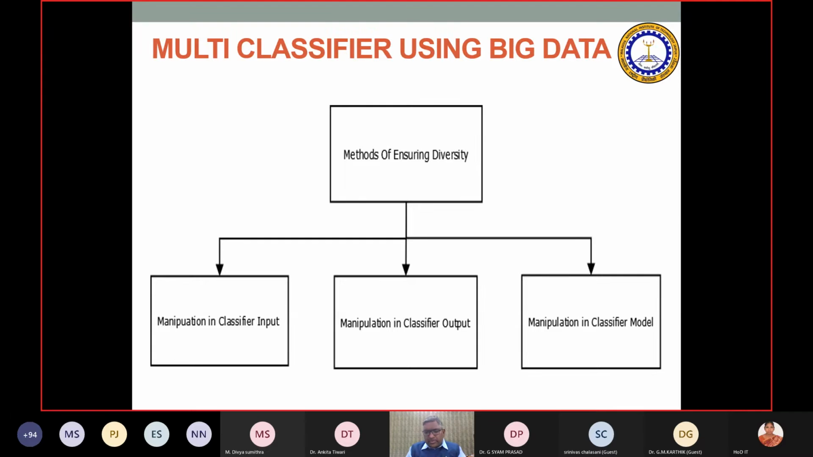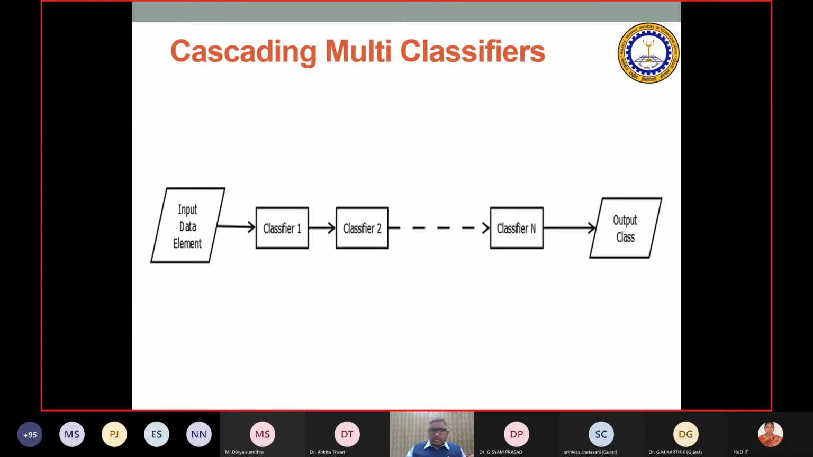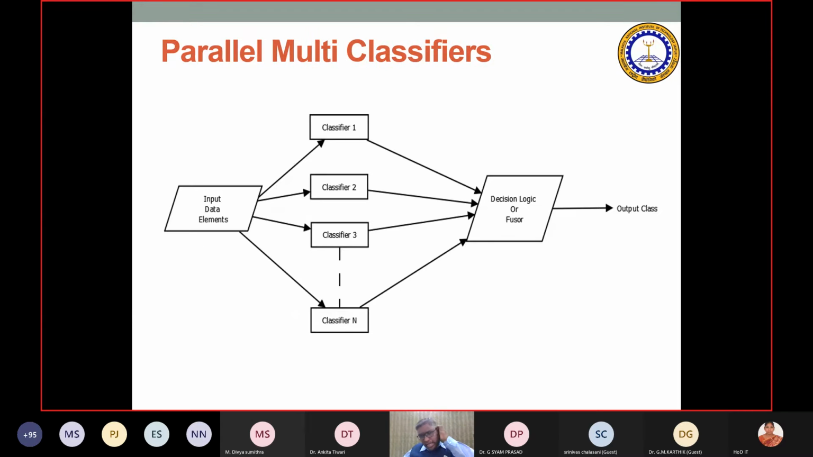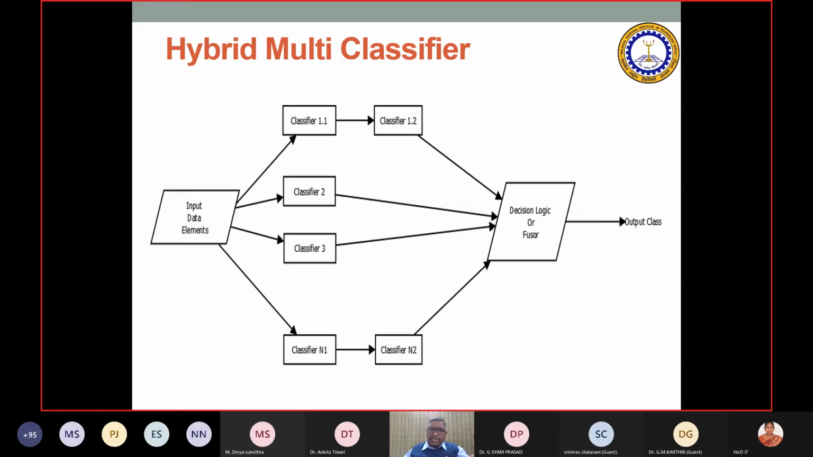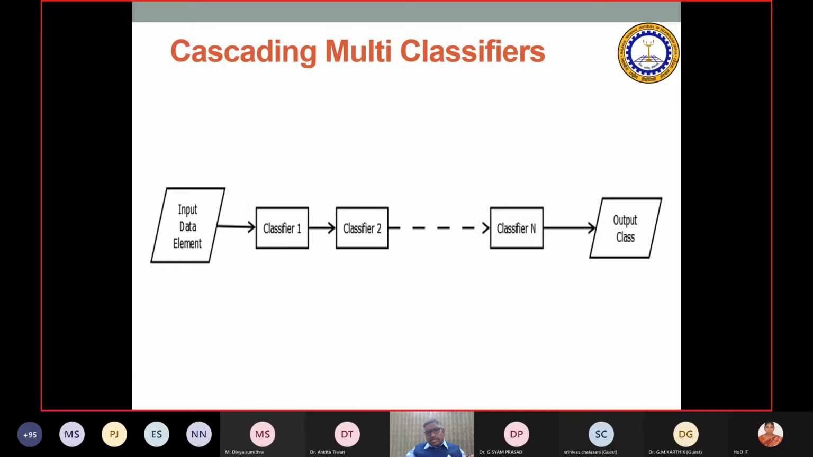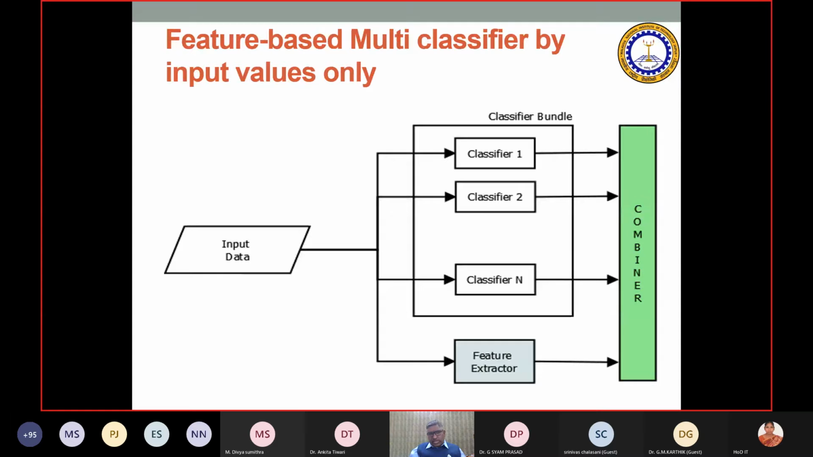Whenever we see a result that is generated in this, it will be difficult to understand. So the methods of ensuring diversity are manipulation in classifier input, manipulation in classifier output, and manipulation in classifier model. So cascading multi-classifiers, you would know in machine learning. Similarly, parallel multi-classifiers, you can run a kind of voting mechanism. And then there can be a sub-orientation which can be done. You can have parallel plus sequential, parallel plus cascading classifiers, right?